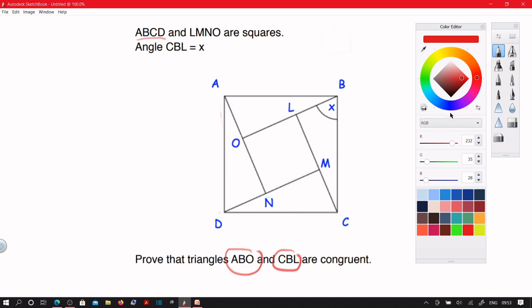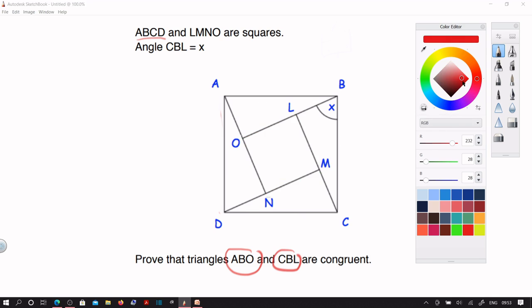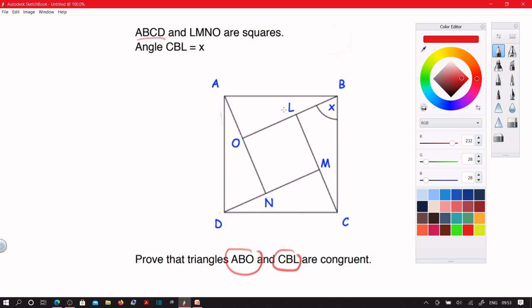So how do I get started then? Well, I can say for this triangle over here, this side is the same as this side. Well, it's a square, isn't it? So for this triangle, this side is the same as this side of the other triangle. I'm comparing these two triangles over here, so both these sides are the same.